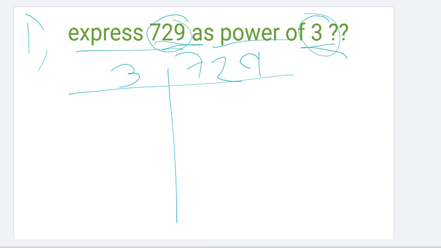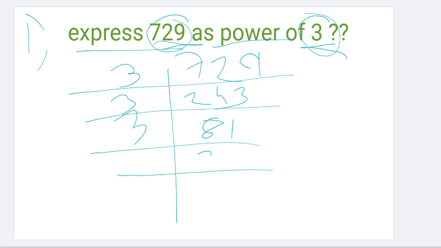So 729 divided by 3 is 243. Then again by 3, which becomes 81. Then again by 3, that becomes 27. Then again with 3, that becomes what?